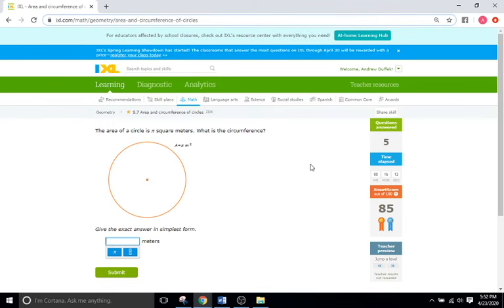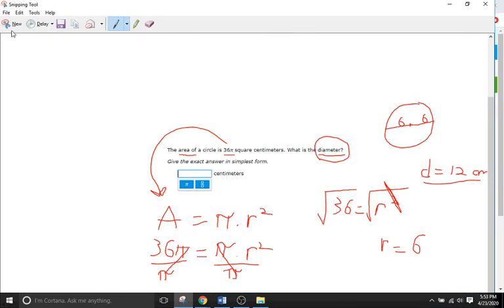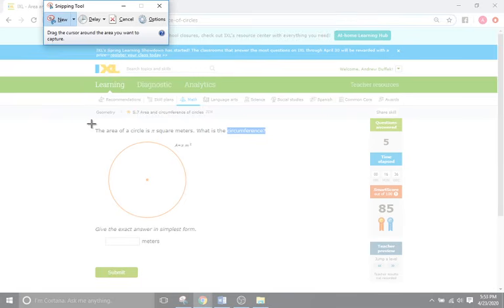Okay, this is basically the last kind of problem you'll see, and it's good to go over this. So this time, they give you a circle, and they say the area of this circle is pi square meters. So it's just pi. What is the circumference? So they give you area, but they want you to find circumference.